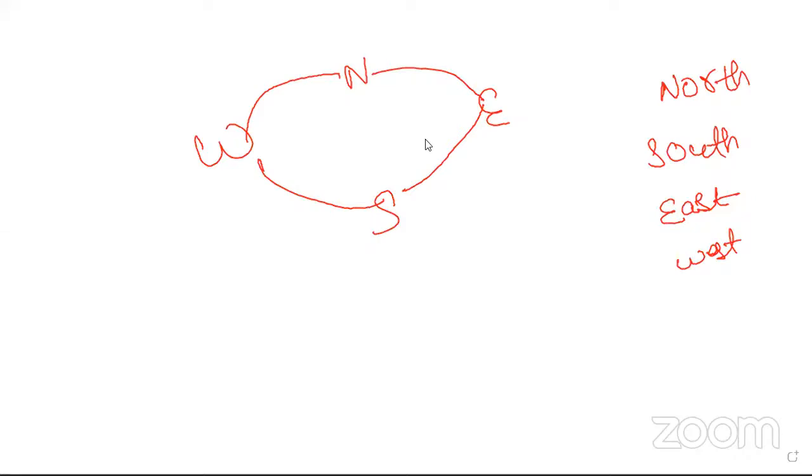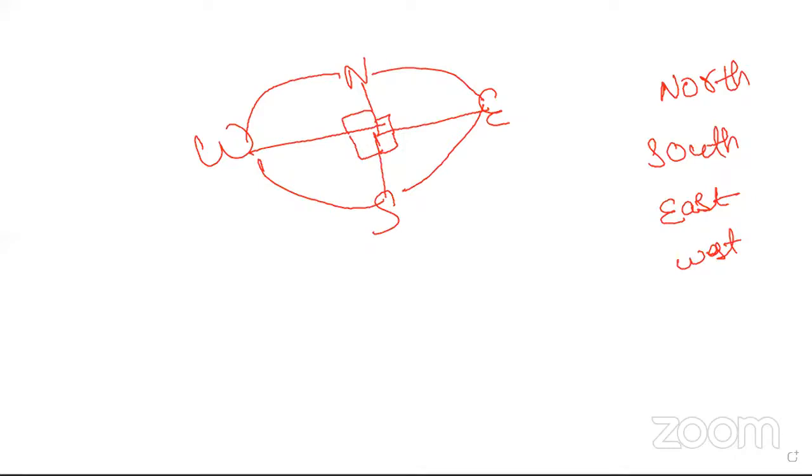Very good. See, that means the angle between north and east is 90 degrees. The angle between south and east is also 90 degrees. The angle between west and south is also 90 degrees. The angle between north and west is also 90 degrees. All the 4 are at 90 degrees to each other, that is perpendicular to each other.